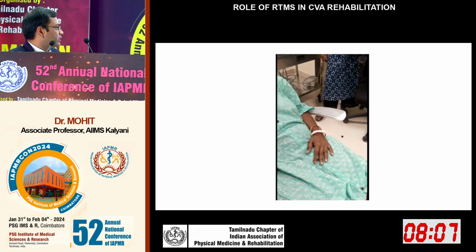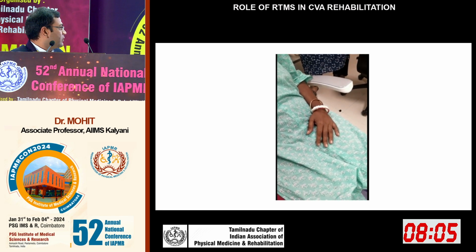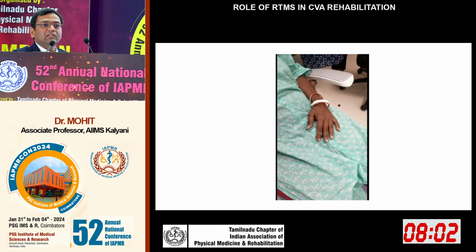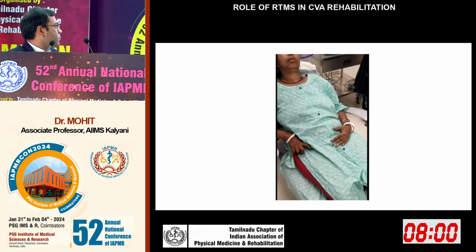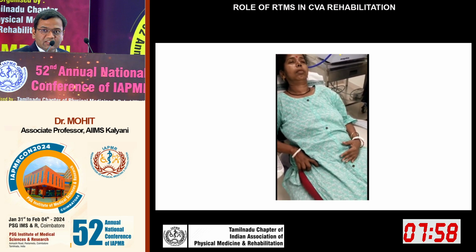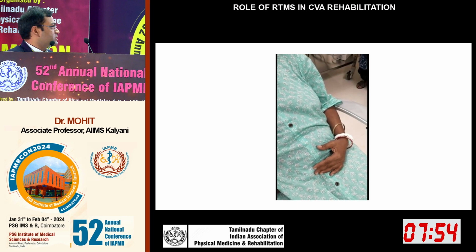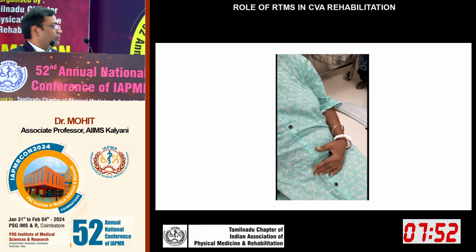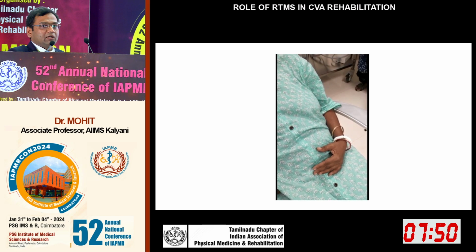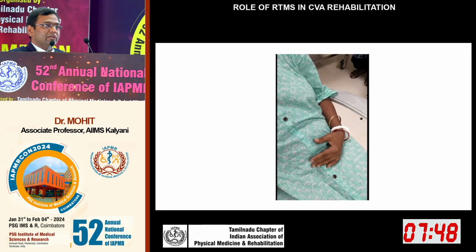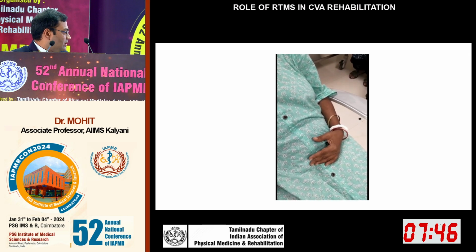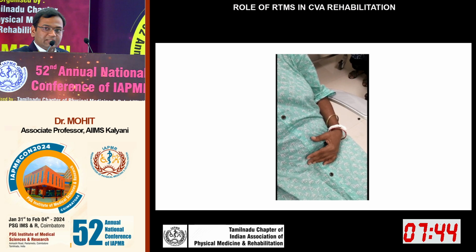We have initially given 10 pulses. We are not seeing any contraction in the first dorsal interossei. As no contraction is seen, we gradually increase the intensity by 5%. Now, after a certain time, we are observing the contraction in the first dorsal interossei. So by titrating, we have set the MEP for the patient.